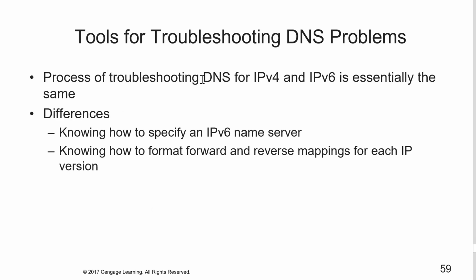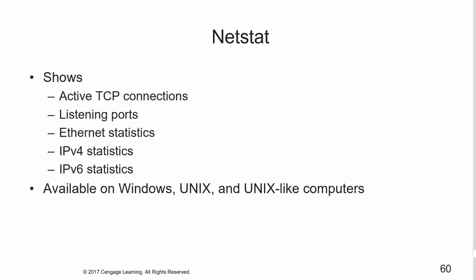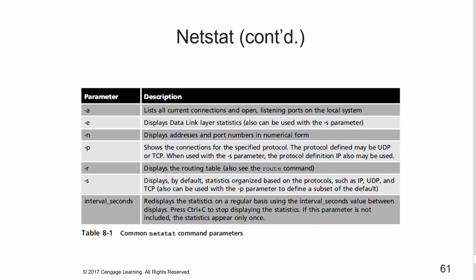The process for troubleshooting DNS on IPv4 versus IPv6 is essentially the same. Again, the key differences are knowing how to specify an IPv6 name server and knowing how to format forward and reverse mappings for each IP version. Netstat shows active TCP connections, listening ports, Ethernet stats, and IPv4 and IPv6 stats, and it's available on Windows, Unix, Linux, and Unix-like computers.